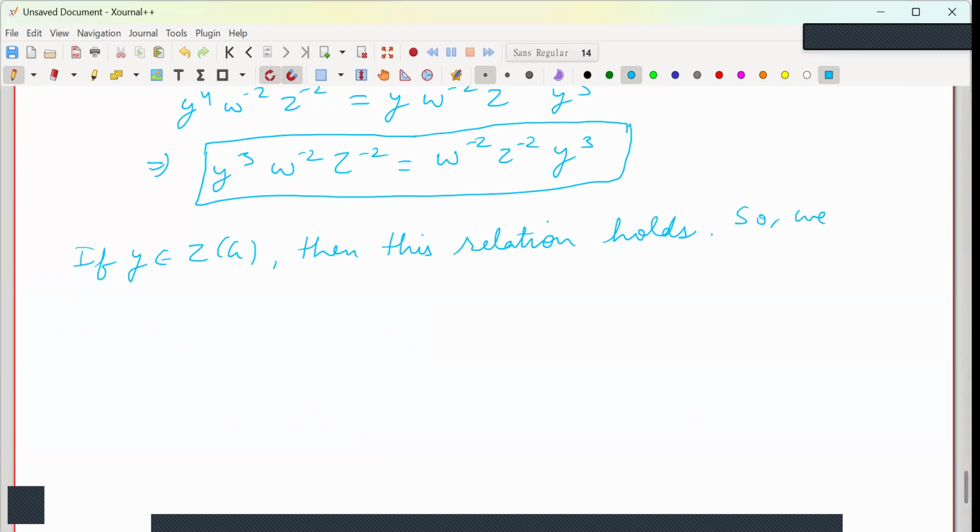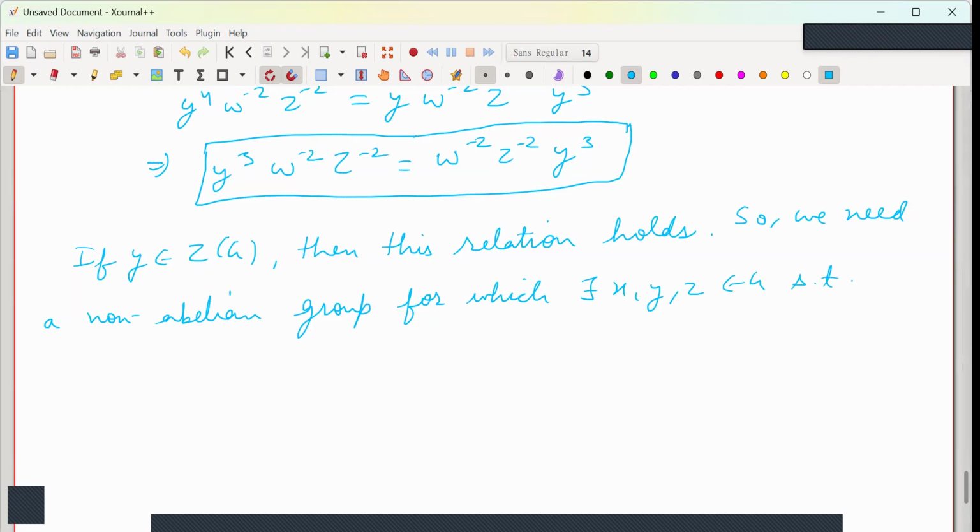So we need a non-abelian group for which there exist x, y, z belonging to G such that the above relation does not hold in G. So can you quickly make a guess which group we should be looking for, or which is the ideal group to look for at the first step?